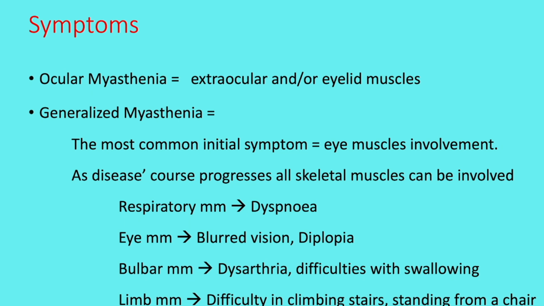Speaking about the symptoms, myasthenia gravis can be classified, as we said before, into ocular myasthenia and generalized myasthenia.